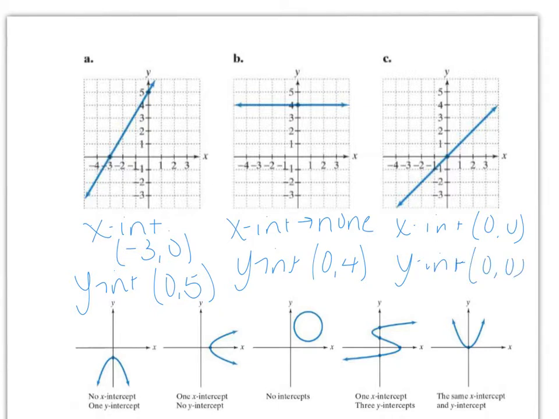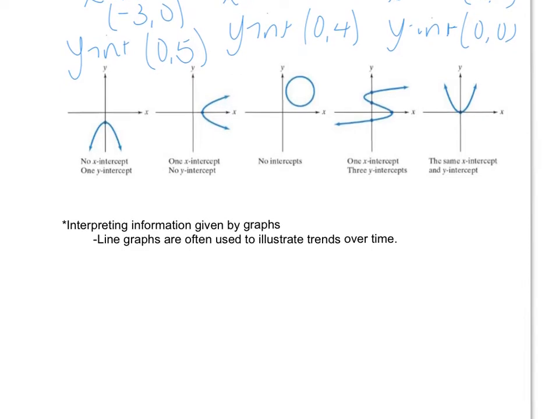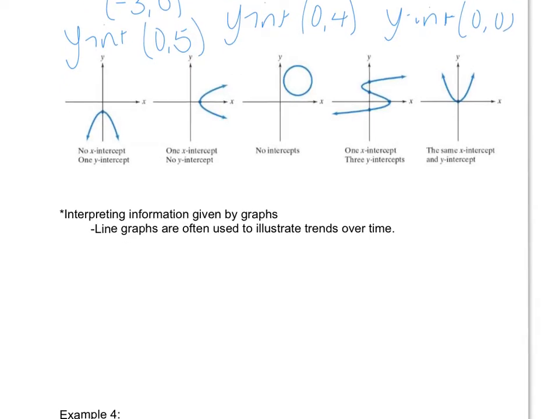And now you should notice that x-intercepts are the point where y is equal to 0, and the y-intercepts are the point where x is equal to 0. And so we can have various numbers of intercepts depending on the graph. Okay, and so you could have no x-intercept and one y-intercept, or we could have one x and no y, no intercepts, 1 and 3. We can have really any combination of intercepts for both the x and the y-axis.